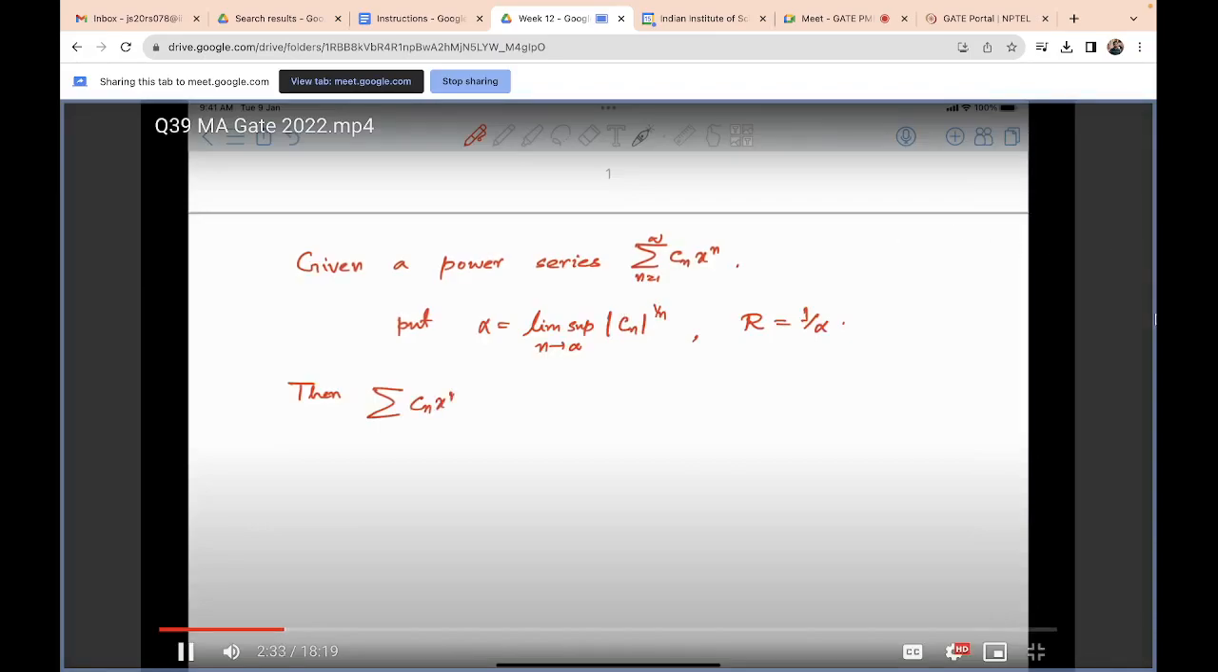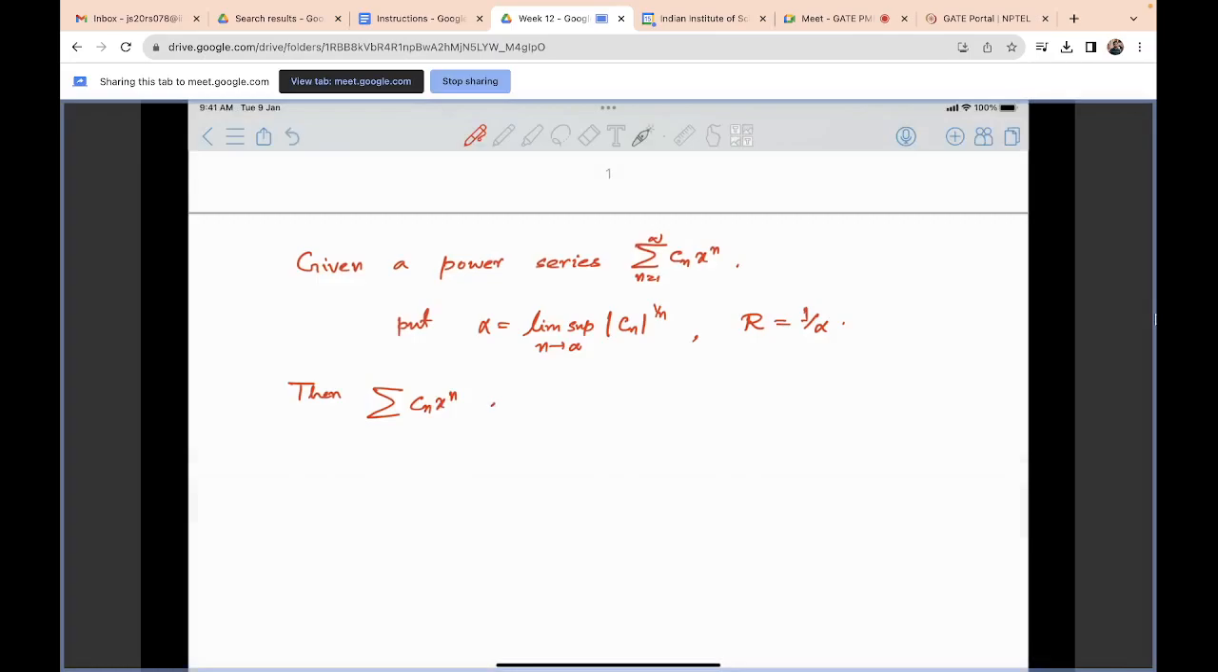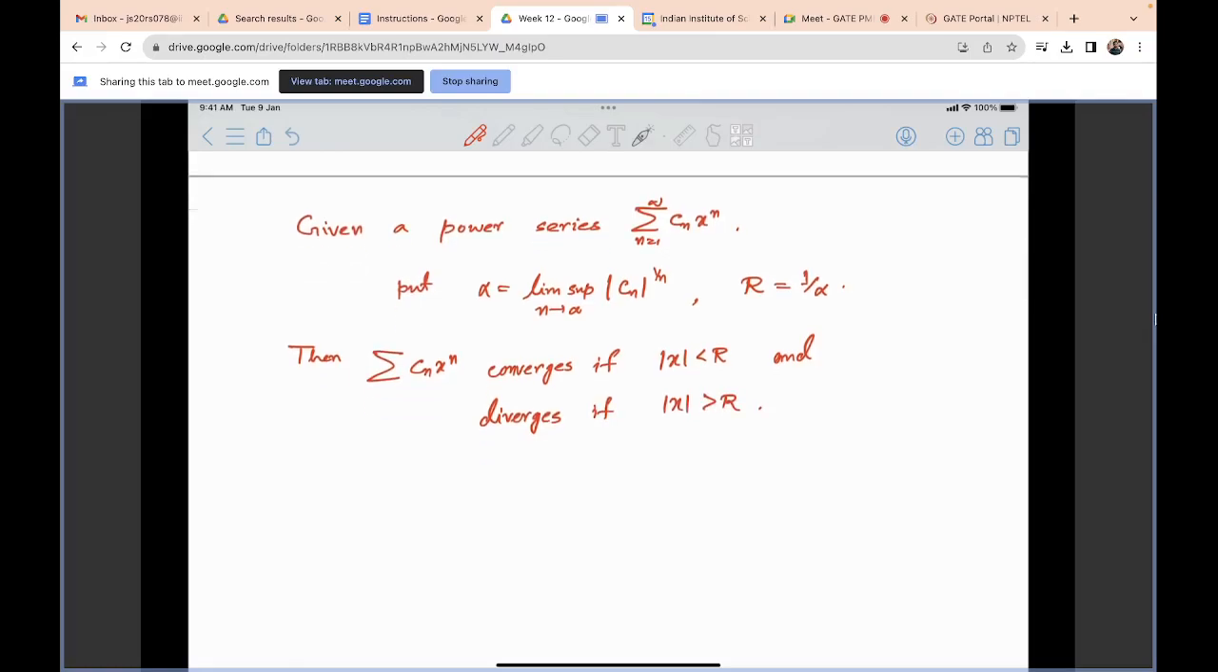summation Cn x to the power n, this power series converges if mod x less than r and diverges if mod x bigger than r. So it's saying that if given a power series this, if you define R to be this 1 by alpha, where alpha is this, then the power series converges for mod x less than r and diverges for mod x bigger than r.